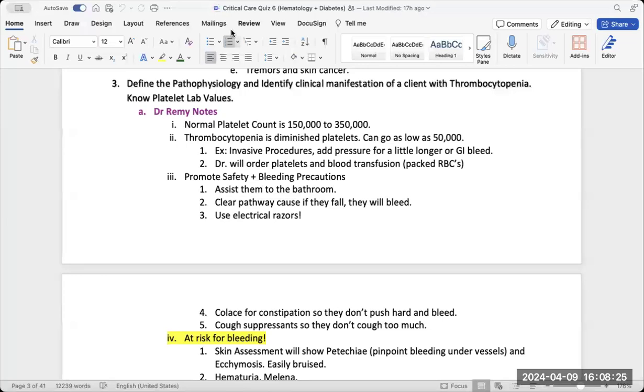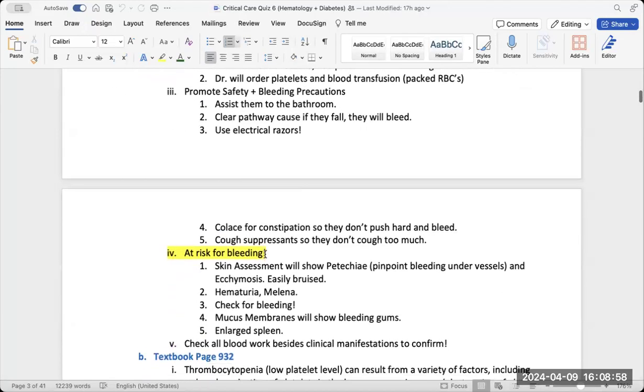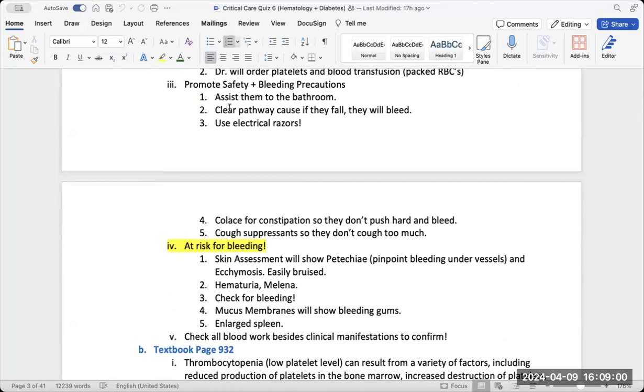But specifically, if we're talking about a patient who needs more platelets, it would make sense to give them a transfusion of platelets because that's going to help them potentially elevate their platelet level. But sometimes, due to circumstances, we need to include packed RBCs because there's more in there to help increase other levels of the blood besides just platelets. It's good to know that in the case of someone who's bleeding, the doctor may order platelets and packed RBCs, because that's specifically what Dr. Remy mentioned. We also need to promote safety and bleeding precautions.